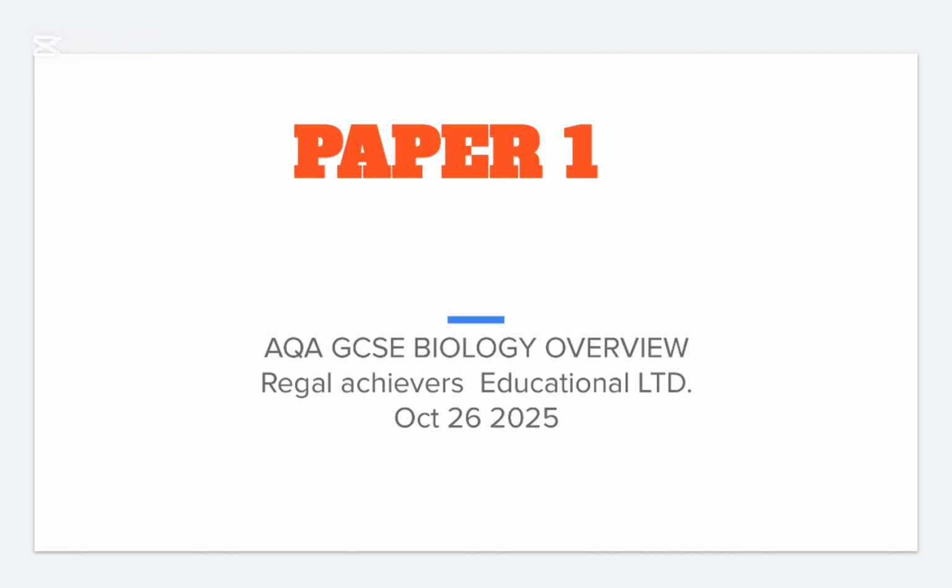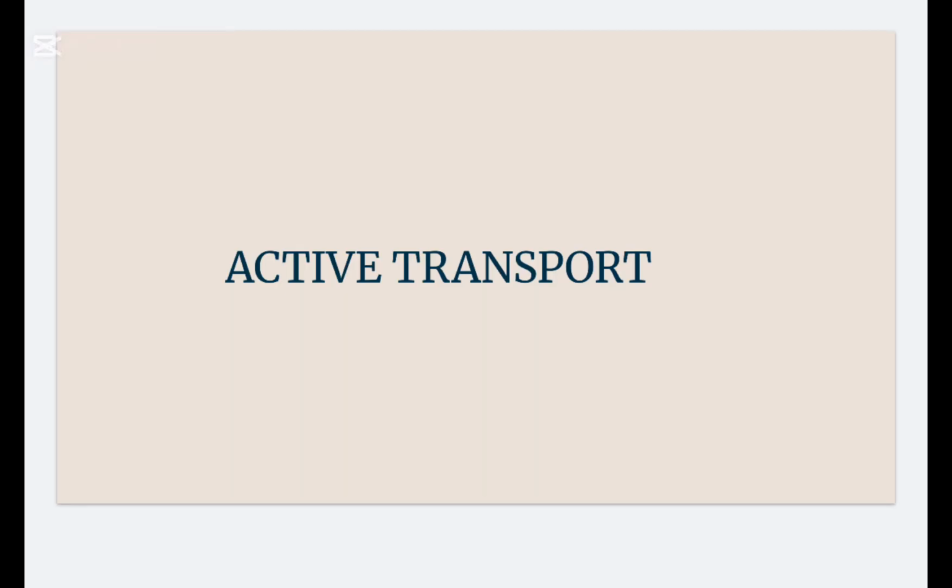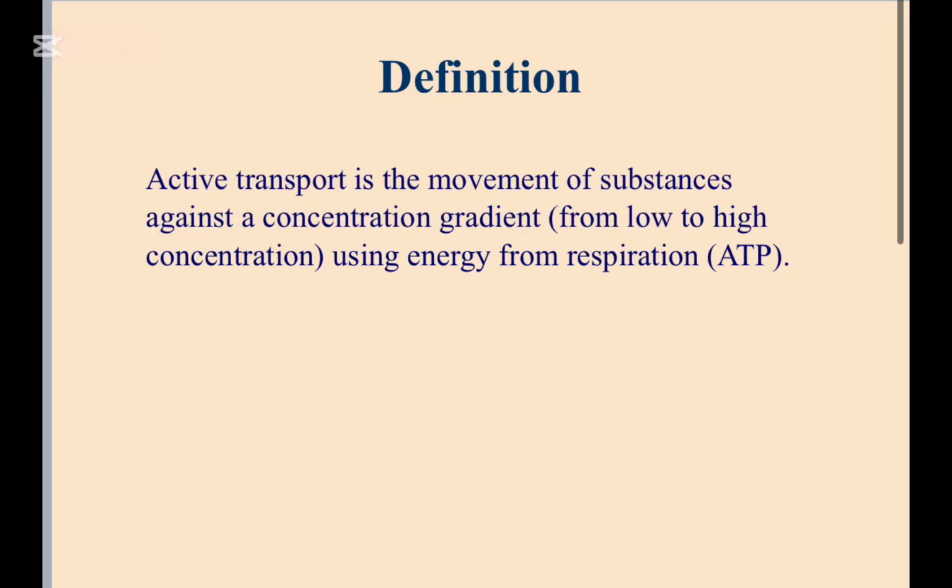Today, we continue from where we stopped in our previous class, in which we talked about diffusion and osmosis. As for today, still on transport in cells, we'll be discussing active transport. What is active transport? Active transport is the movement of substances against a concentration gradient.